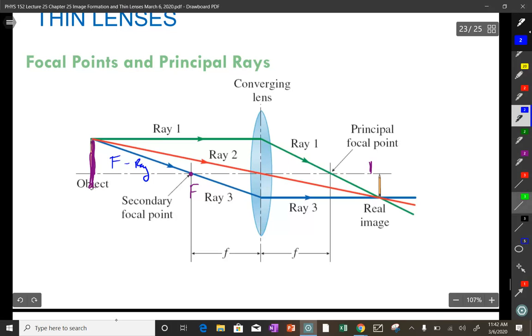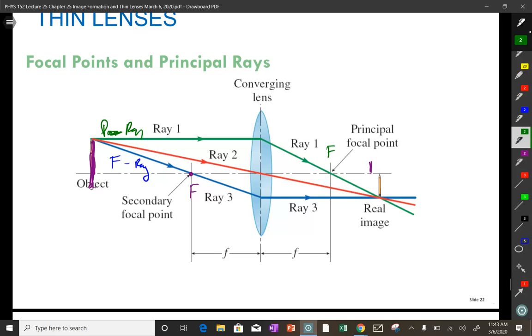The parallel ray starts out parallel, and then it goes through the focal point where parallel rays will go. So this goes through the other focal point. So that's why you have to draw both focal points, and you have to keep in mind which one goes with parallel rays on the left side and which one goes with parallel rays on the right side.